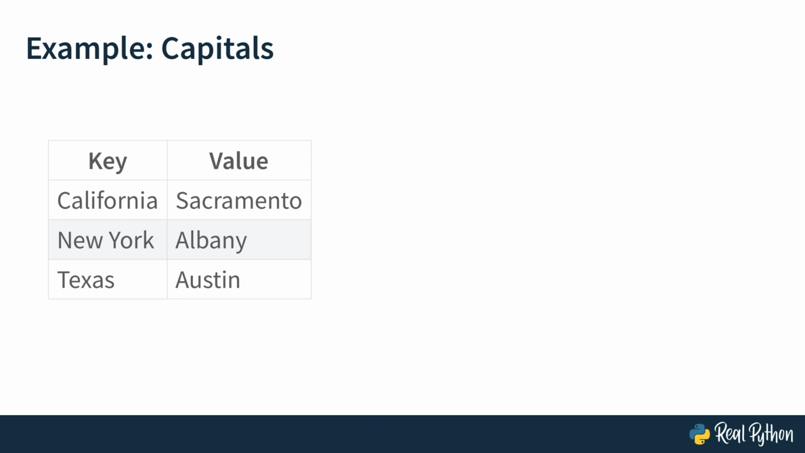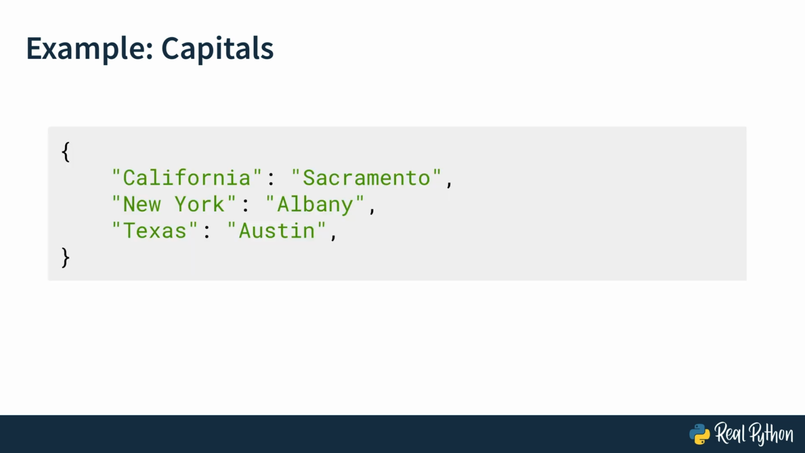In this table, the keys of the dictionary are the names of the states, and the values of the dictionary are the names of their capitals. In Python, this dictionary would look like this. A dictionary in Python is enclosed in curly braces. Each key is separated from its value by a colon, and each key-value pair is separated by a comma. Let's hop over to the IDLE shell to explore this data structure a bit more.